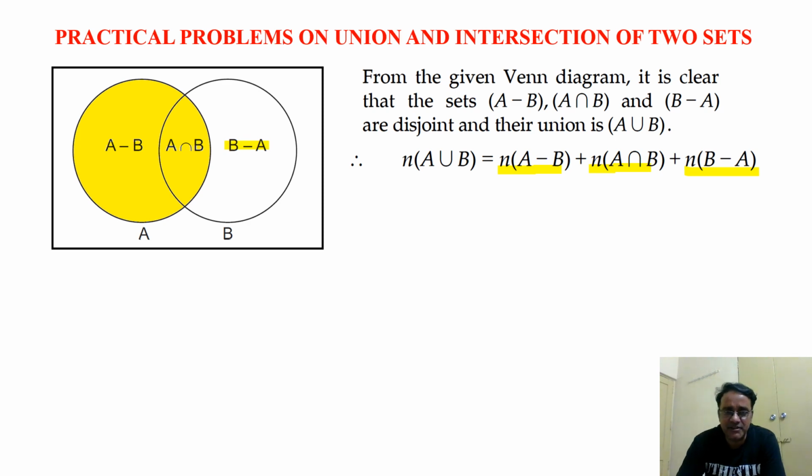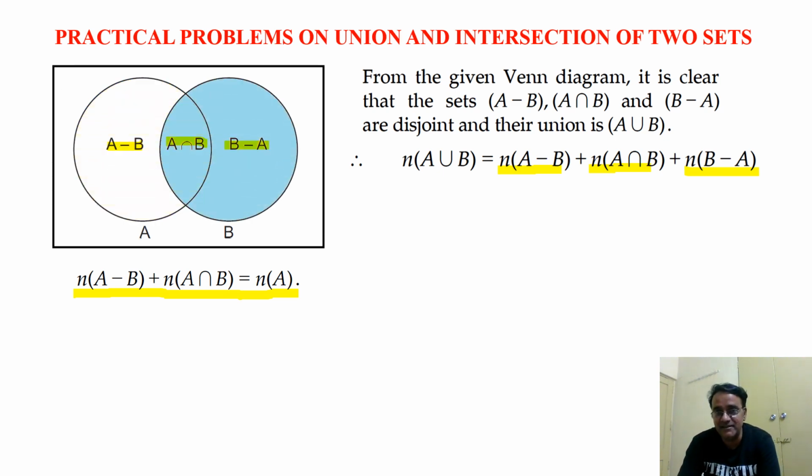See the yellow shaded portion. This is the complete set A, and this is the combination of A minus B and A intersection B. So we can write n of A equals n of A minus B plus n of A intersection B. If we combine A minus B and A intersection B, we'll get the complete set A. So we come to the conclusion that n of A minus B plus n of A intersection B is equal to n of A.